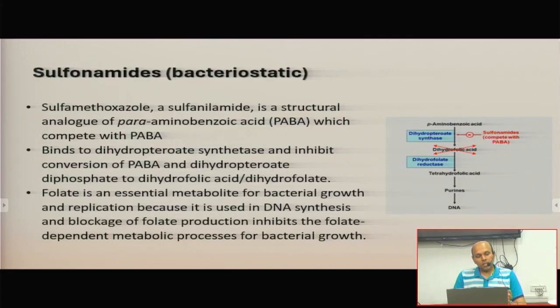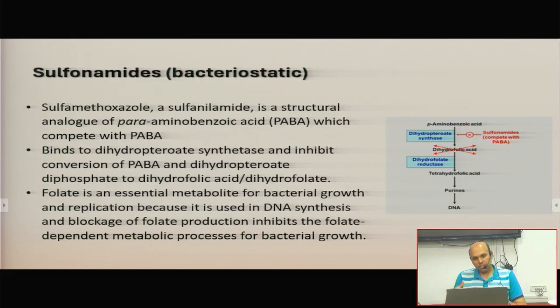So it binds to dihydropteroate synthetase and inhibits conversion of PABA and dihydropteroate diphosphate to dihydrofolic acid or dihydrofolate. So there is a competitive inhibition that occurs. Dihydropteroate synthetase is an important enzyme, and as I said, it binds to it and inhibits conversion of para-aminobenzoic acid and dihydropteroate to dihydrofolic acid. And dihydrofolic acid is very important.